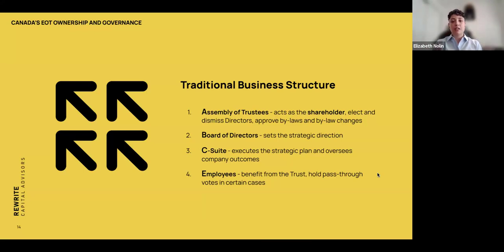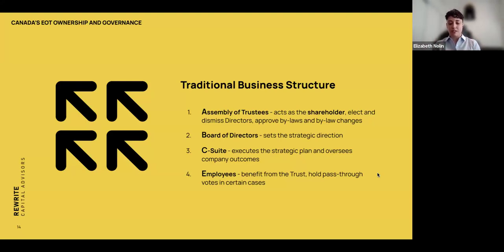Tiara said this earlier, but an EOT is not a worker cooperative where each employee has one vote on decisions in the business. Instead, it separates the responsibilities of governance from the benefits of ownership. So you have employees as beneficial owners of the business. So they're not directly involved in the governance day to day. There are a few specific circumstances in which they need to vote directly on issues where we call them pass-through votes because they pass through the trust to beneficiaries.